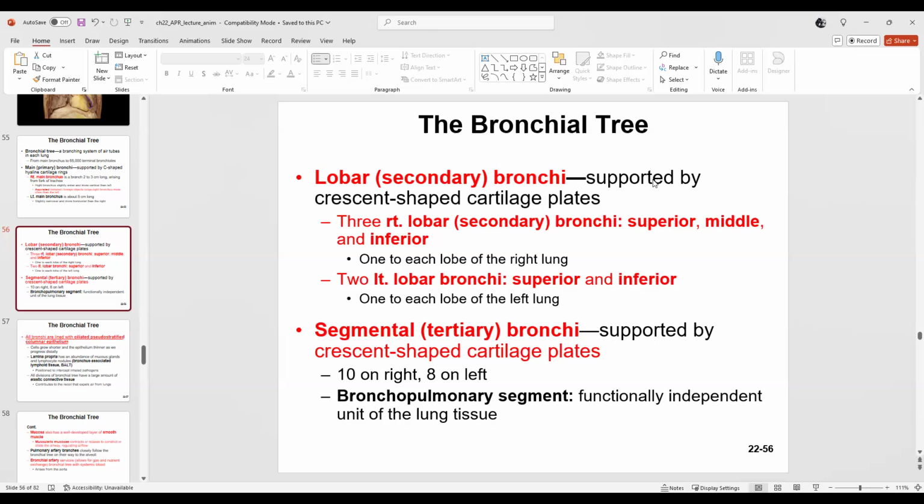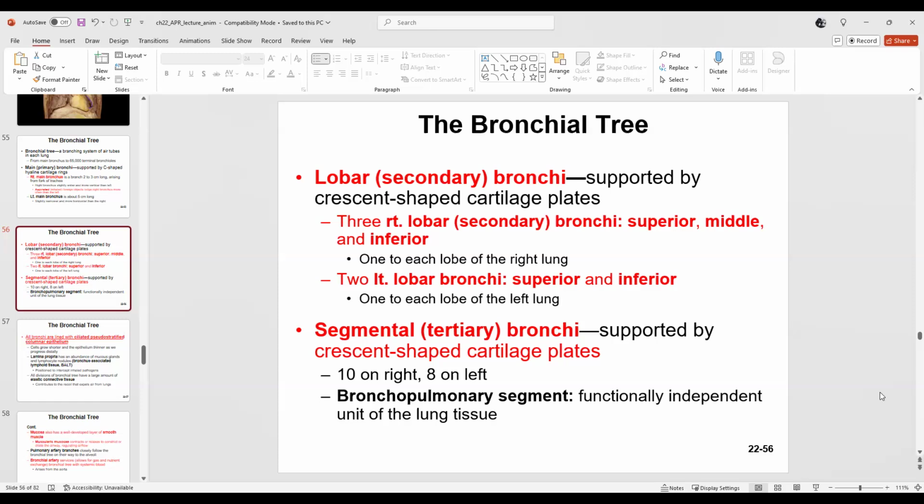Now, the secondary bronchi are then going to split into numerous tertiary bronchi. So on the right side, there's 10 tertiary. You're not going to need to know these numbers, and 8 on the left side. Again, they correspond with the left side having fewer, or less lung material.